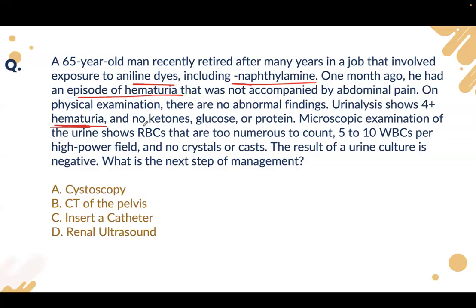Microscopic examination shows RBCs that are too numerous to count. The result of urine culture is negative. What is the next step in the management? I want you to pause and try to answer the question. And the answer is A, cystoscopy. Why is the answer cystoscopy?